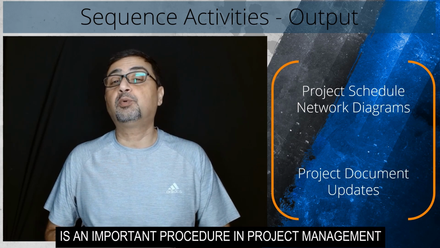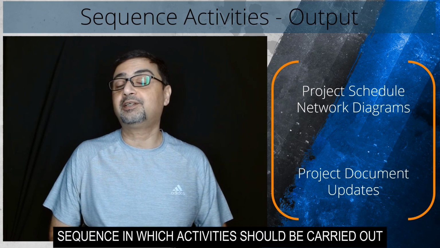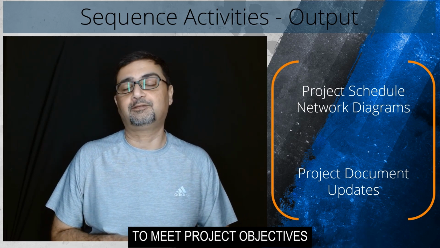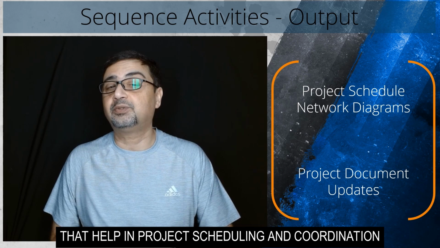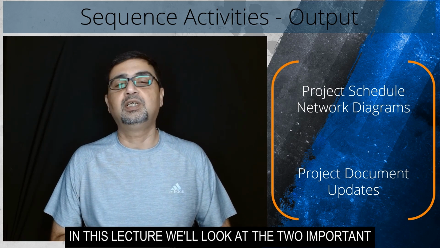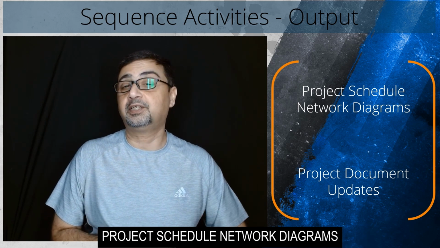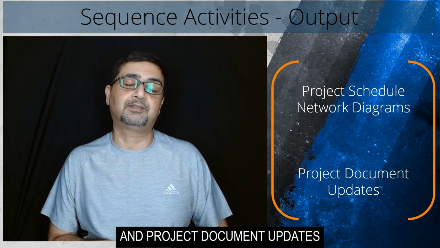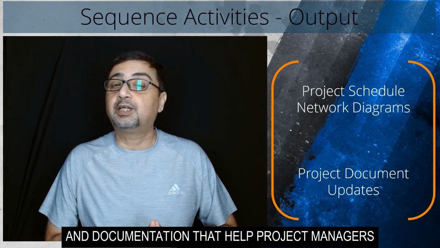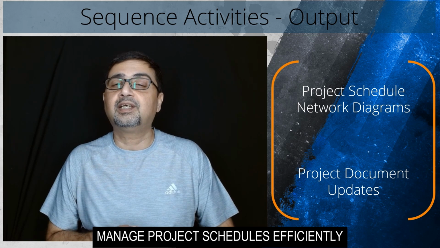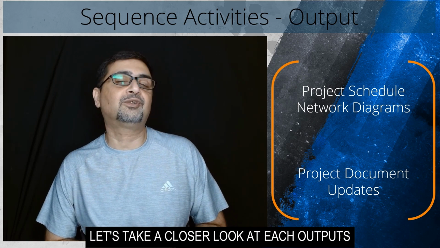Sequencing activities is an important procedure in project management that involves identifying the logical sequence in which activities should be carried out to meet project objectives. This approach yields a number of useful outputs that help in project scheduling and coordination. In this lecture, we'll look at two important sequence activity outputs: project schedule network diagrams and project document updates. These outputs give essential insights and documentation that help project managers manage project schedules efficiently and ensure successful project execution. Let's take a closer look at each output.